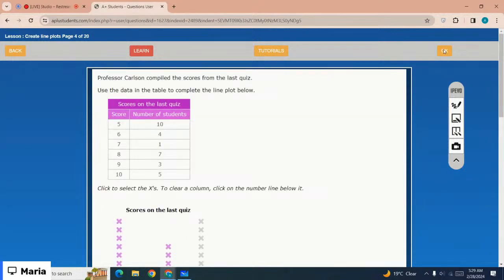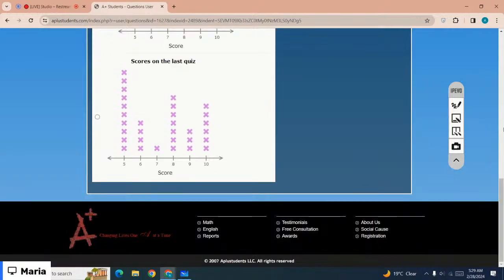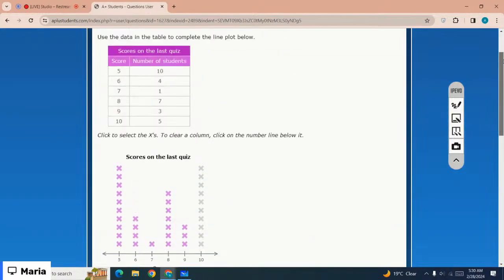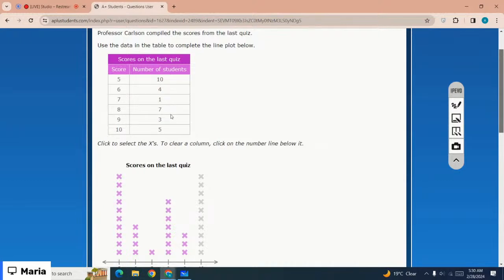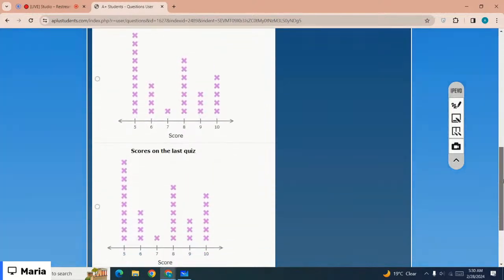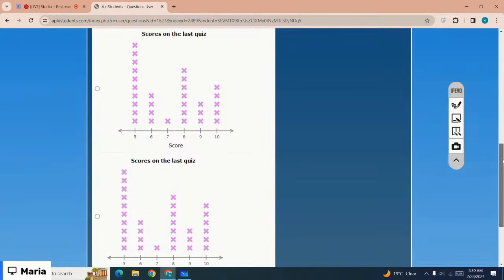Okay, the next one is: Professor Carlson compiled the scores from the last quiz. Use the data in the table to complete the line plot below. So let's just see the values: they are 10, 4, 1, 7, 3, 5. 10, 4. They both look exactly the same, isn't it?